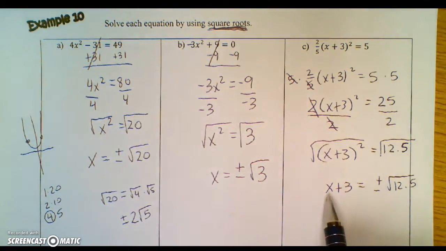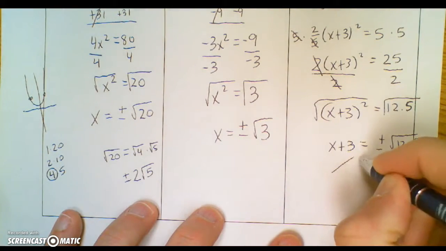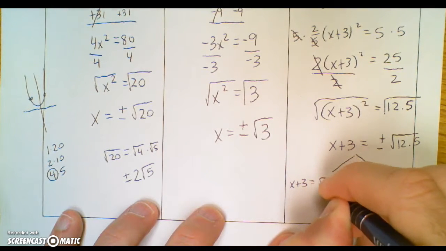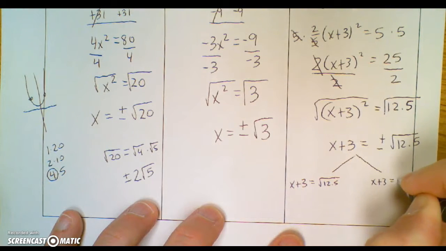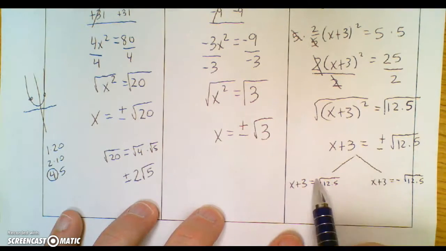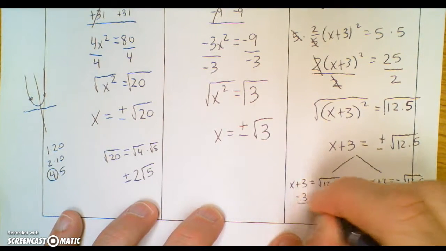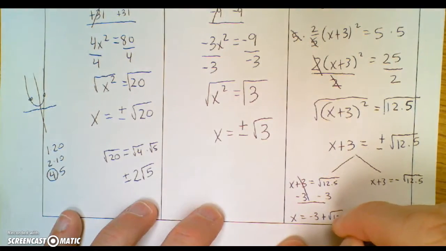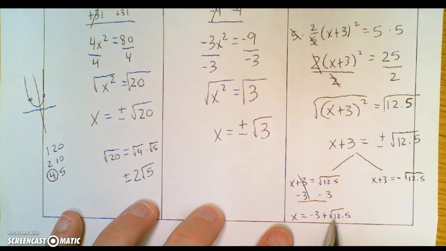So now this one, x is still not solved for. So how this one works is that you branch it into two equations here, and you say x plus 3 equals the square root of 12.5, or x plus 3 equals the negative square root of 12.5. Because I'm just breaking out my problem into the positive and the negative. And then I can subtract 3, and I get x equals negative 3 plus the square root of 12.5. And this answer is actually acceptable because this is the more accurate answer without rounding.